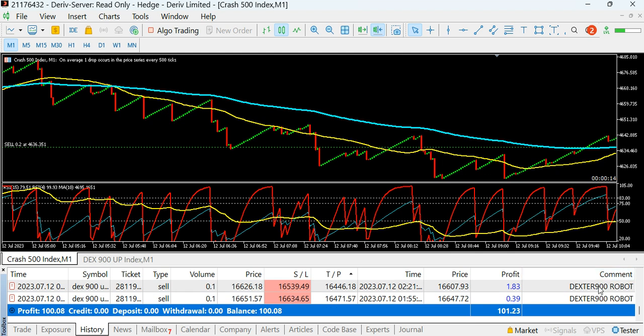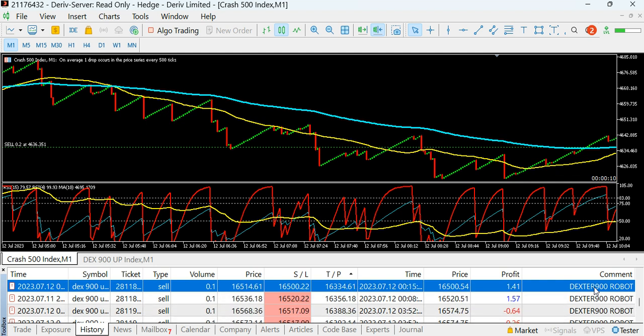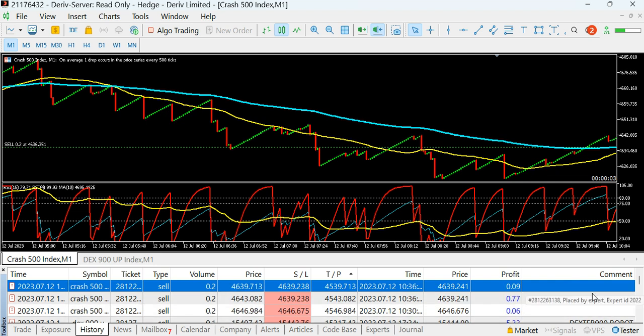There you can see Dexter writes the comment Dexter, but you will also see some Wealth Created too, with no comments, and it just comes up. There we go, there's a few of them. If you hover there, you will see that it was by expert and the magic number was 2022. If you make it 0, it will show magic number 0, but it will still say that it's been placed by expert. If you trade manually, it will show manual trade.